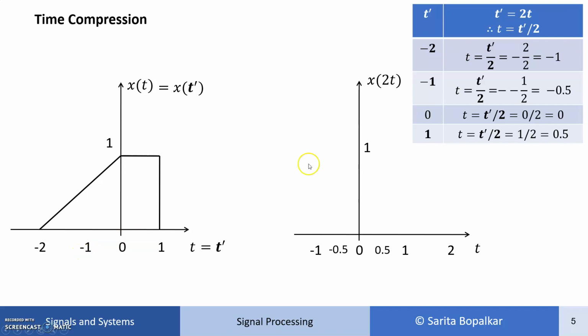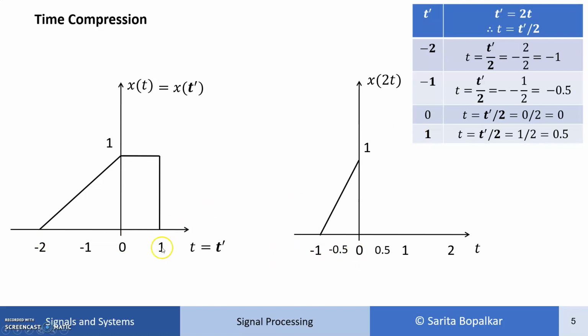And t dash is equal to -1 will shift to t is equal to -0.5. T dash is equal to 0 will shift to the same, t is equal to 0. So your sequence will get compressed. So the -2 to 0 time slot becomes -1 to 0.